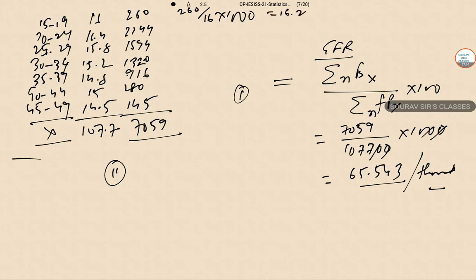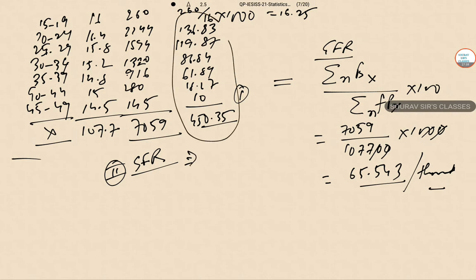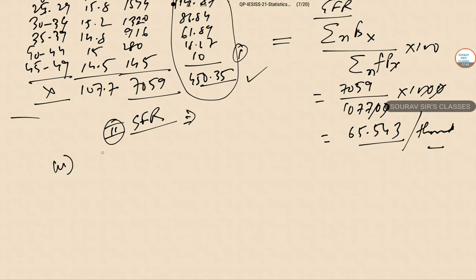So 16.25. The next one is 136.83. I've already calculated it, so I'm just putting it in. Then 86.84, 61.89, 18.67 and 10. If you just add them, it will be 450.35. So in the second part of the question, the SFR, specific fertility rate, it will be the table itself. The summation we will need later.